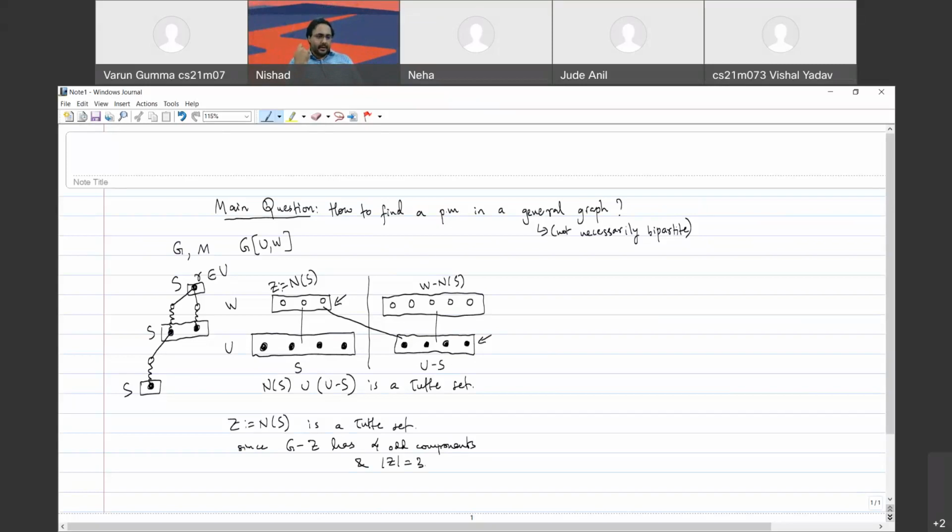The deficient set is your black vertices in the tree, and the touch set is the neighborhood, which is the white vertices of your tree. Okay. Are there any questions or concerns at this point?